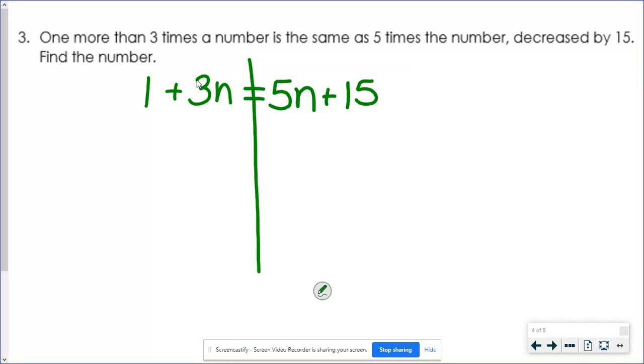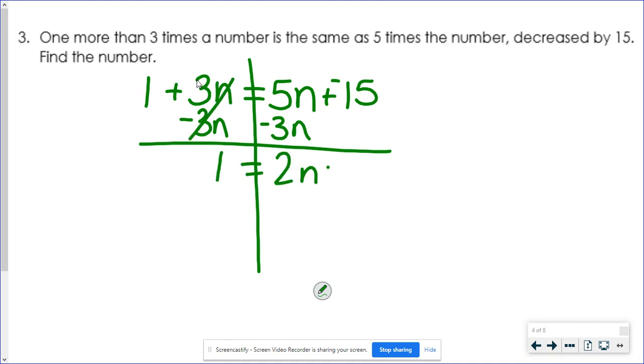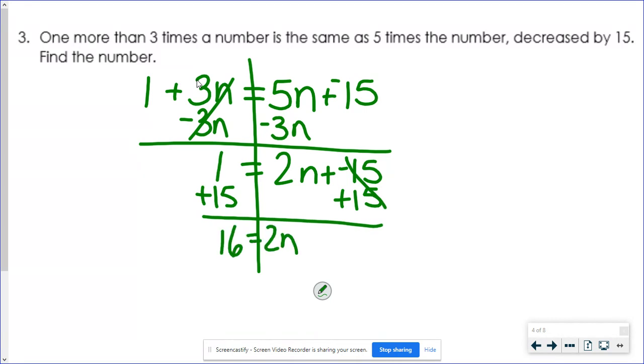I'm going to change my subtraction, and then I want to move my smaller variable. So I've got that 1 equals 2n plus a negative 15. And then to get rid of that negative 15, I would use a positive 15, which gives me 16 equals 2n.